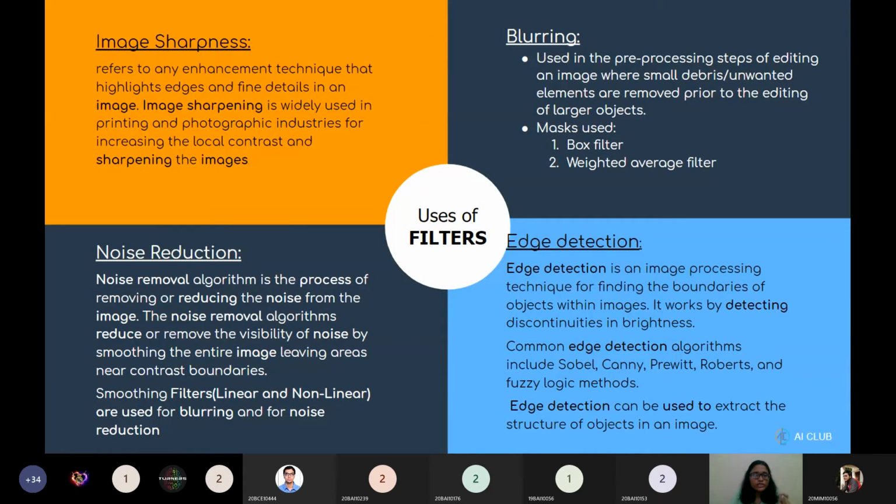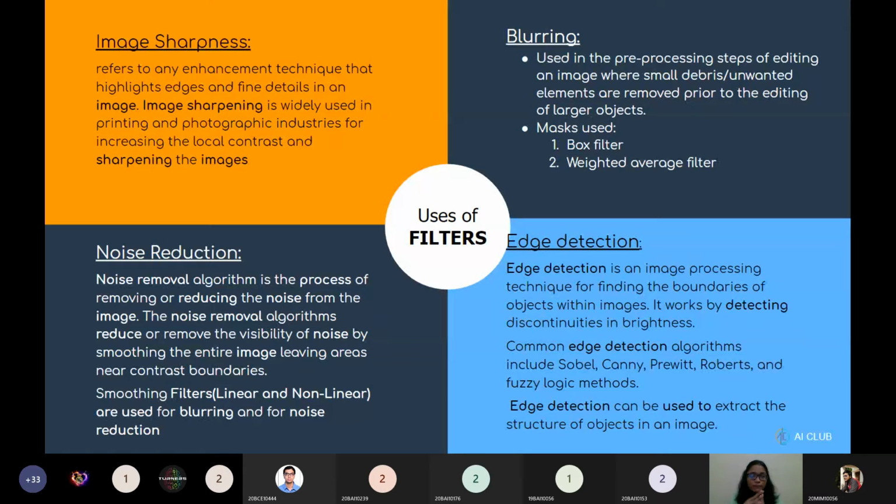Your first thing is that it's used for image sharpness. Sharpness means it will highlight the edges and give you all the fine details, and it's used in photographic industries or the printing industries. That is the application of image sharpness. Please remember this point, guys, because everything that we are discussing here is going to be in the quiz also. So if you are paying attention here, you're going to enhance your quiz points, and that would affect the leaderboard too.